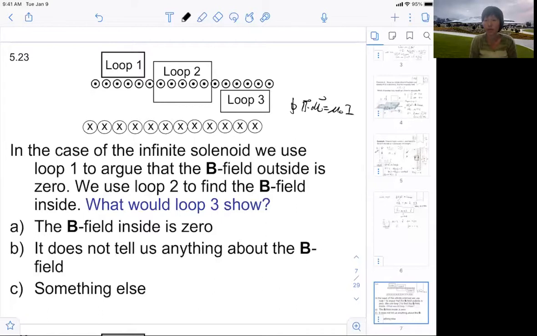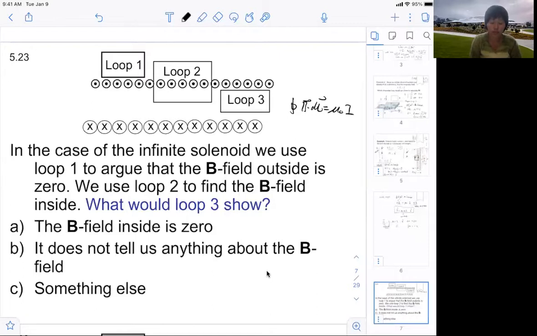Okay, 10 more seconds. If you haven't voted already, 10 more seconds. Okay, let's take a look at your results. This is what we have. The majority voted for A, the B field inside is 0. The next one is that it doesn't tell us anything about B, and C is something else.